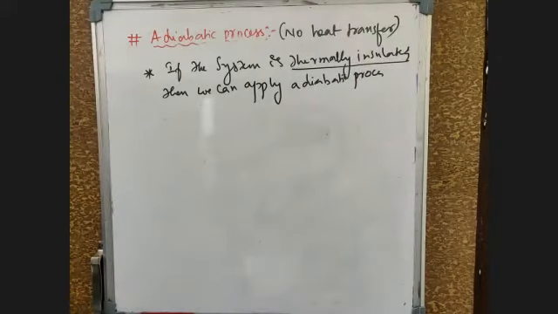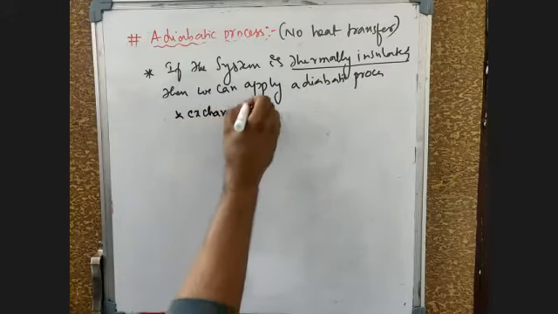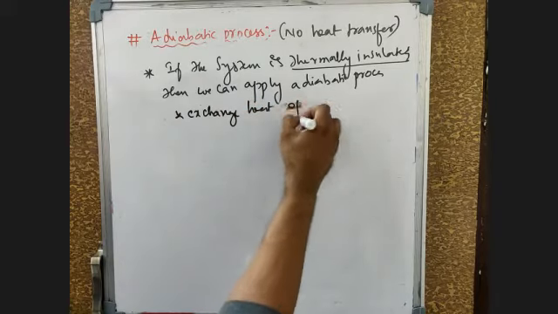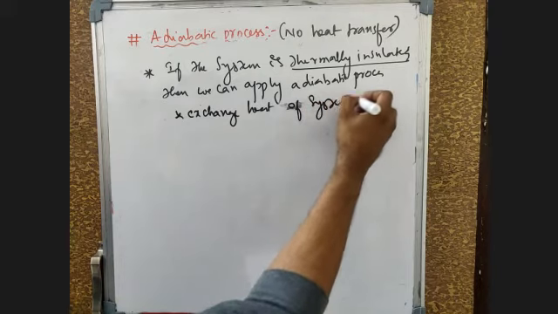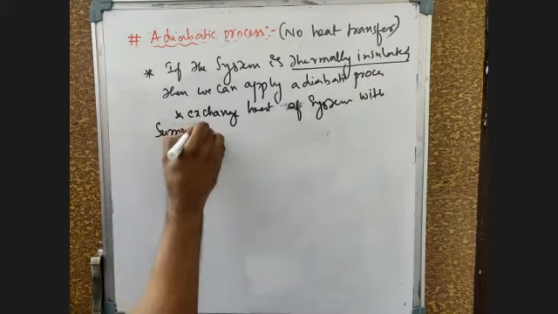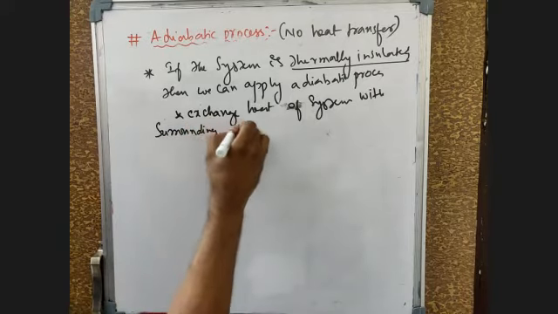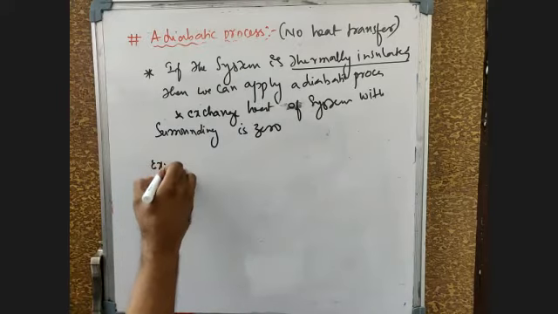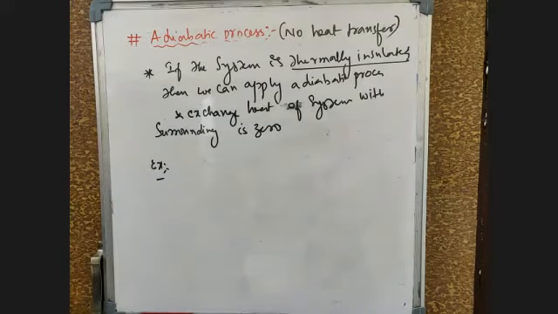Thermally insulated means there is no heat transfer. The exchange of heat between the system and the surroundings is zero, isn't it? Examples of the adiabatic process: a sudden process is known as an adiabatic process.